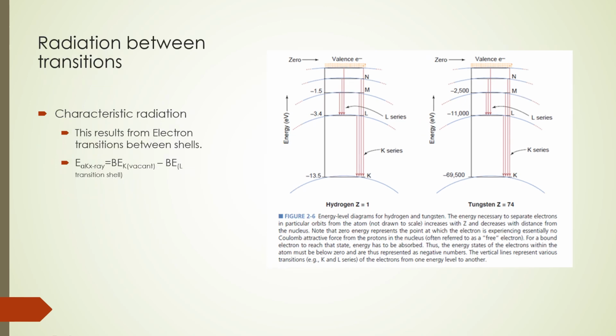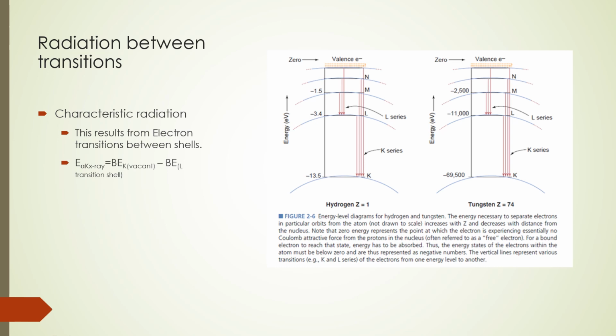Once electrons transition between energy levels, there is a release of energy in the form of X-ray radiation. The radiation is called a characteristic X-ray radiation because it is unique to the atom involved. Its energy is the difference between the vacant shell energy and the transition shell energy. Transitions between adjacent shells is labeled with alpha, and transitions of non-adjacent shells are labeled with beta.